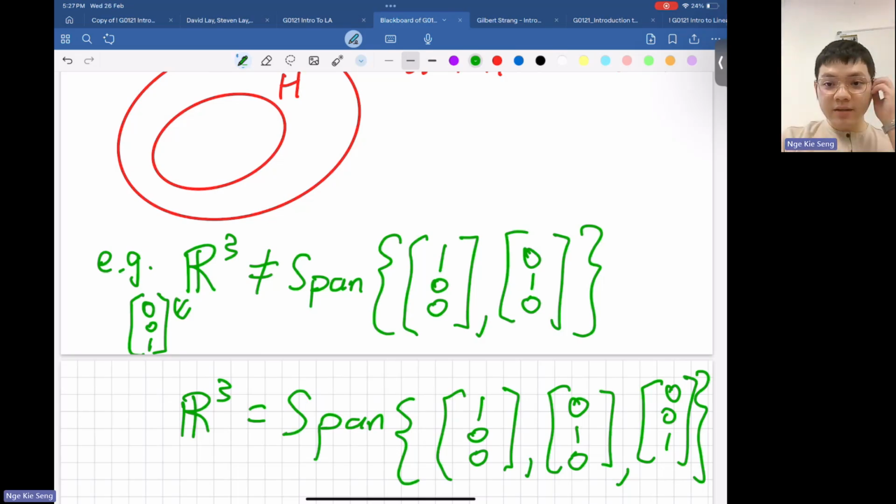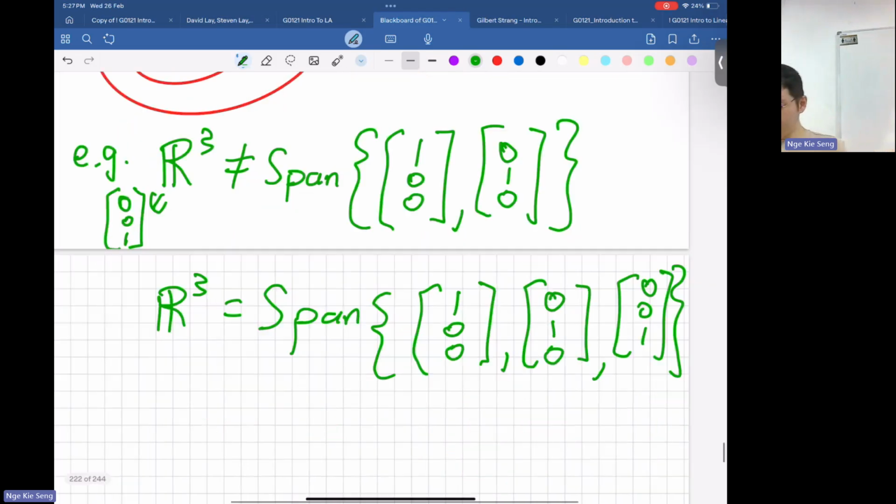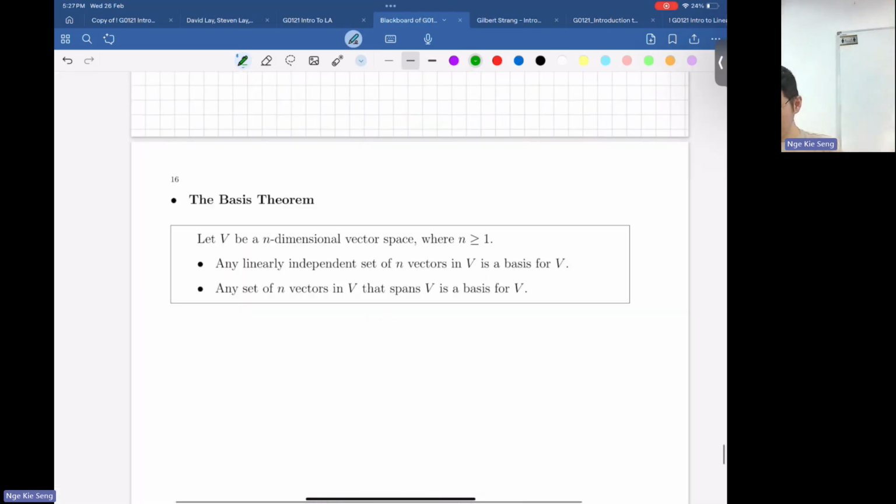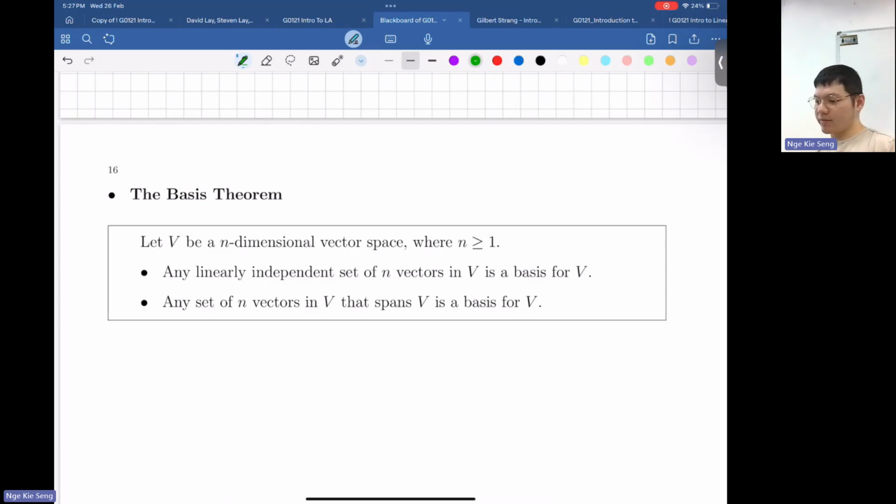So let's see, is it enough? Okay. Altogether, we'll have this basis theorem here. Let V be an n-dimensional vector space. Any linearly independent set of n vectors is a basis for V, and any set of n vectors in V that spans V is a basis for V. We are okay to prove this actually. Last time we didn't prove it, right? Now we are ready to prove this by the theorems we have seen before.